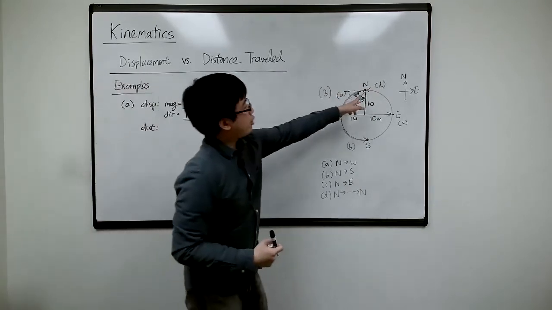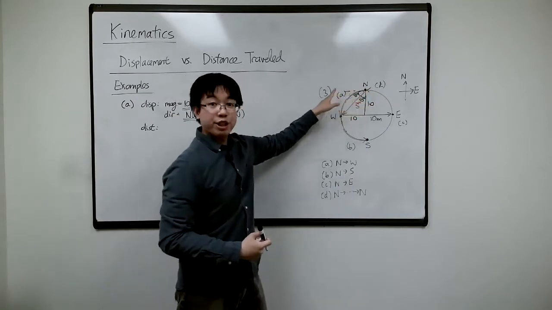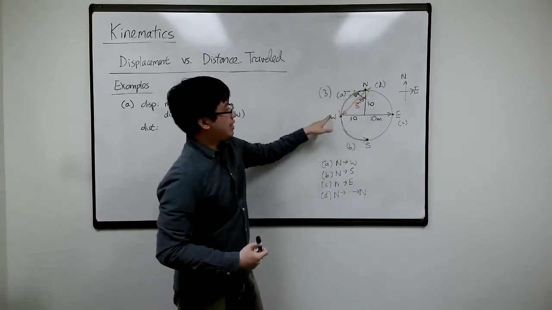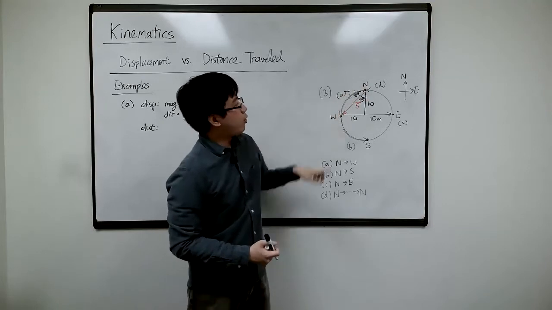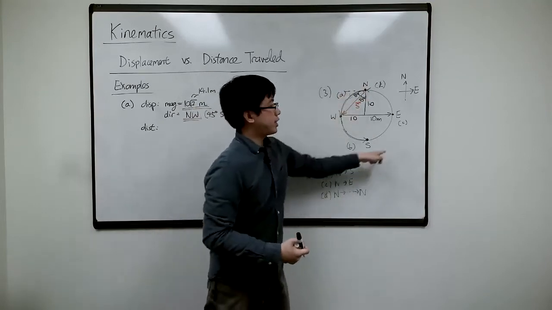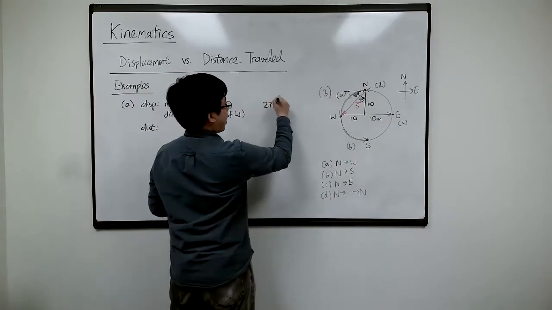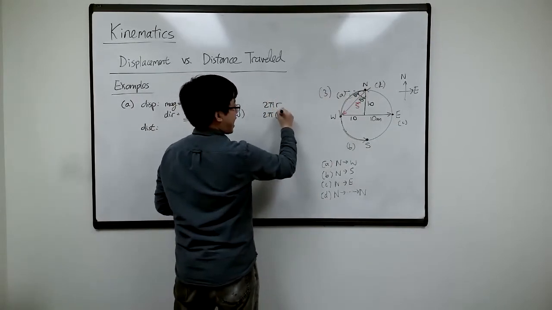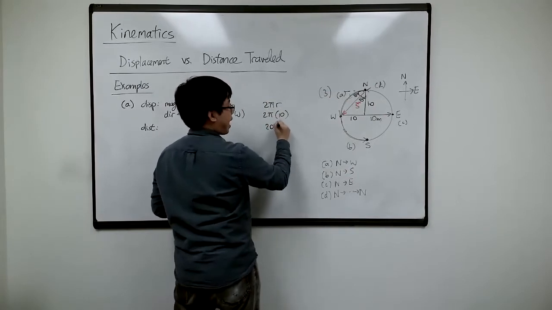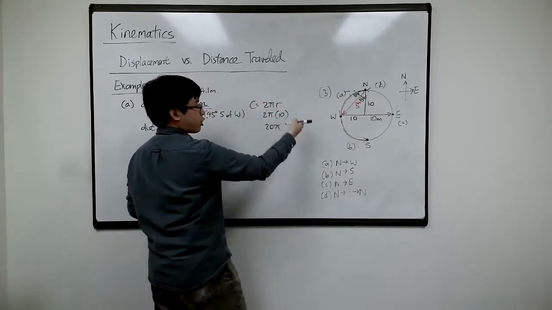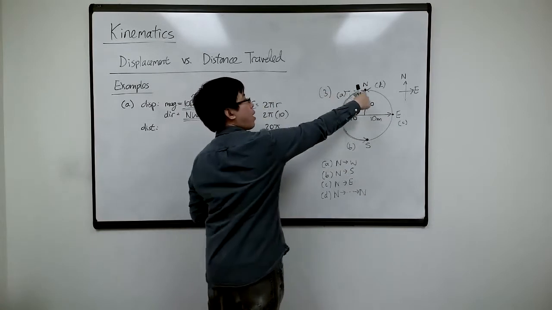Now, I didn't travel along the red line. I travel around the circle. So I need the actual distance over there, right? So that's 1/4 of a whole circle. So what's the whole circle? The circumference is 2 pi r. So that's 2 pi 10, so that's 20 pi. That's the whole circumference. I just need 1/4 of that.